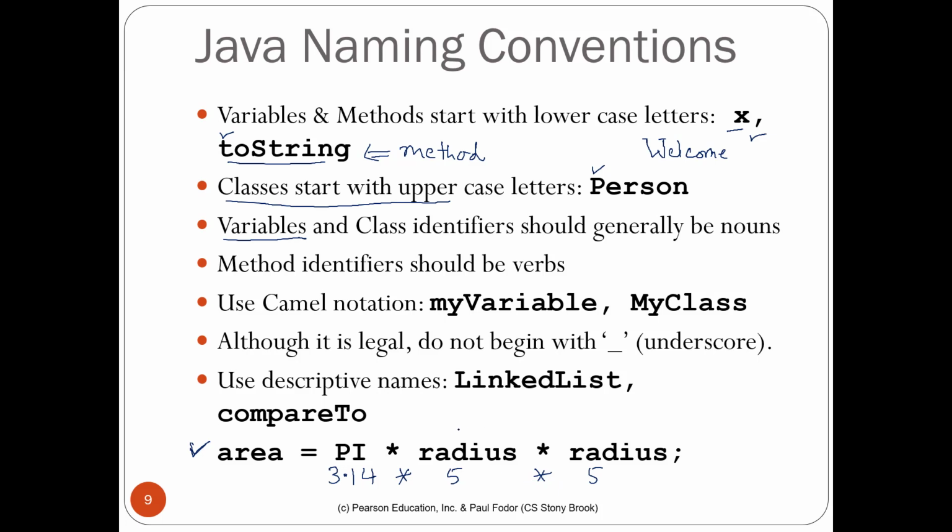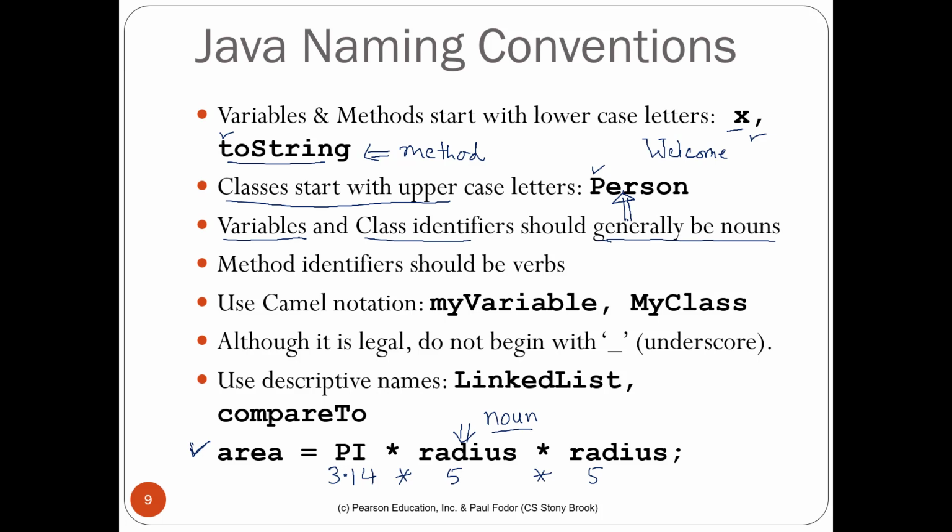Great. Now let's look at this radius thing. Radius is a noun. So that was the point. The variables and class identifiers should generally be nouns. Example, Welcome. Yeah, I'll consider welcome as a noun. Similarly, person is a noun, right?